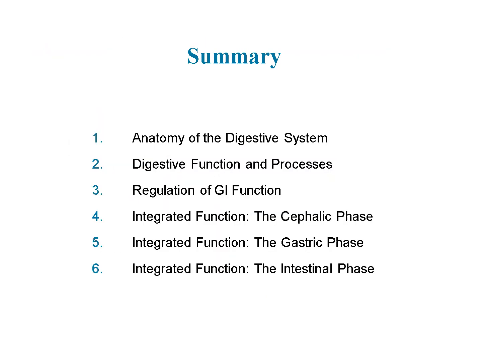The digestive system is a complex network that breaks down food, absorbs nutrients, and eliminates waste. We explored the anatomy of the digestive system, identifying key structures from the mouth to the large intestine. Each organ plays a specialized role in digestion, ensuring efficient nutrient absorption.